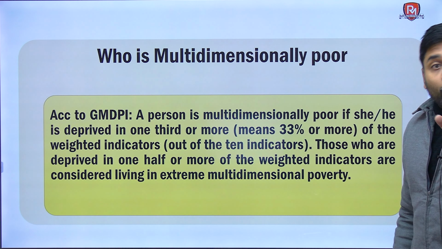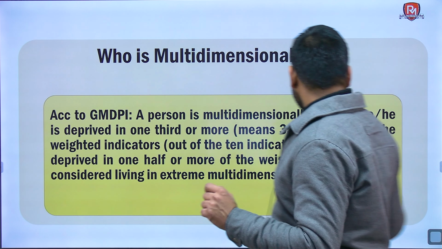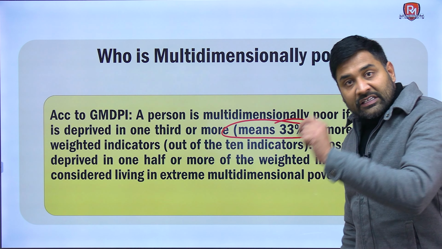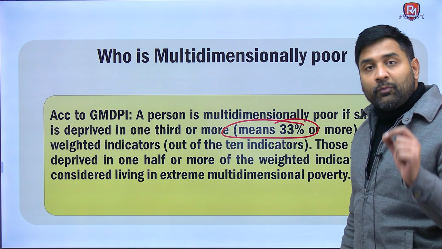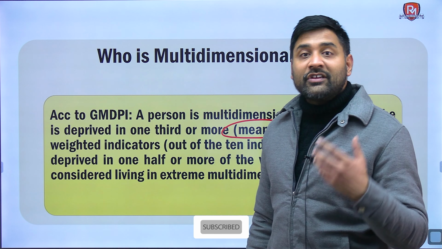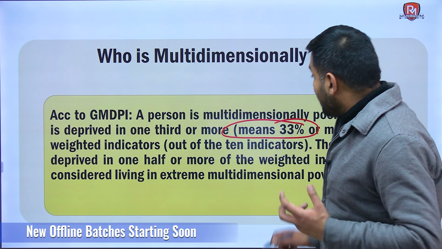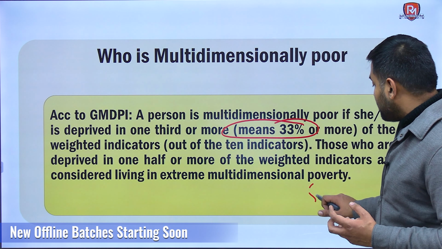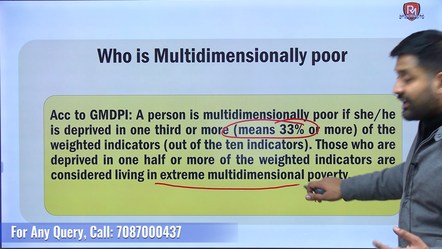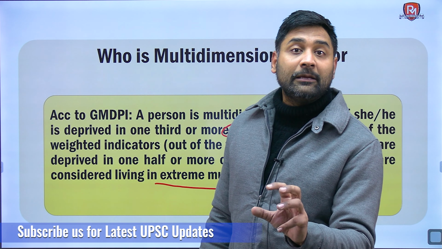Now, who is multidimensionally poor? As per UNDP, any person who is deprived in 33% or more of these 10 indicators would be considered multidimensionally poor. Along with that, there is another category of extremely multidimensionally poor. Anyone who is deprived in more than 50% of these 10 indicators would be considered extremely multidimensionally poor as per the UNDP definition.